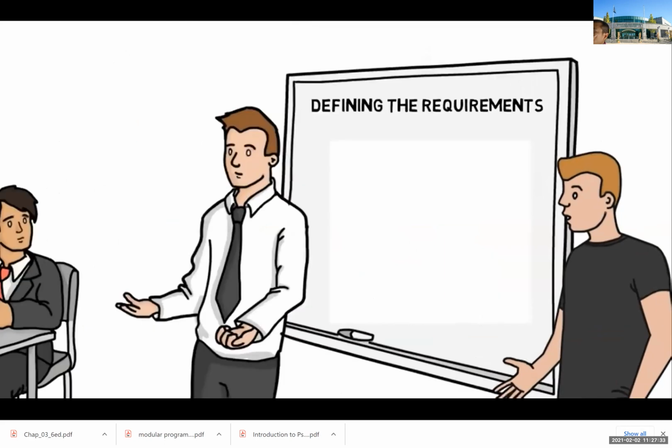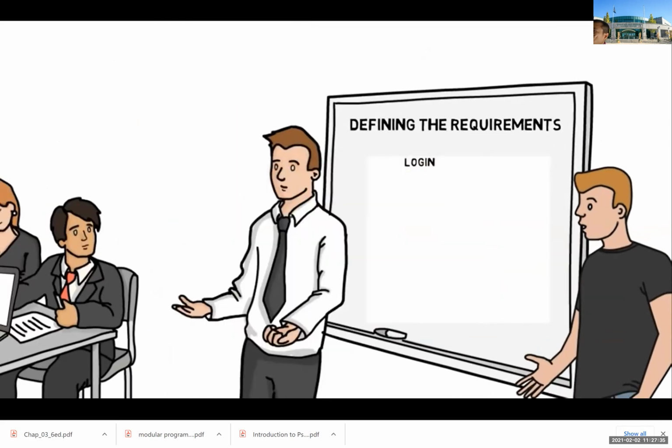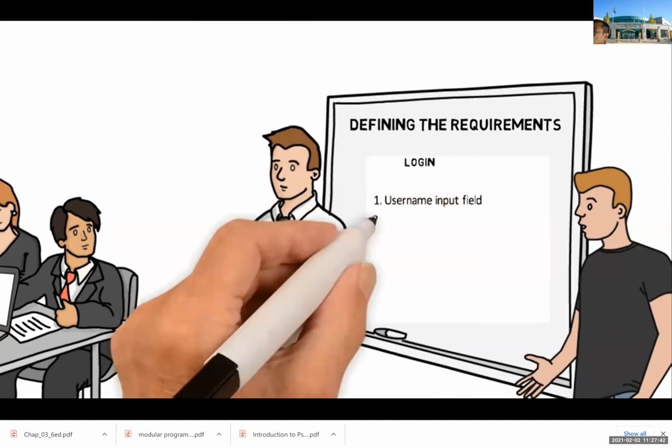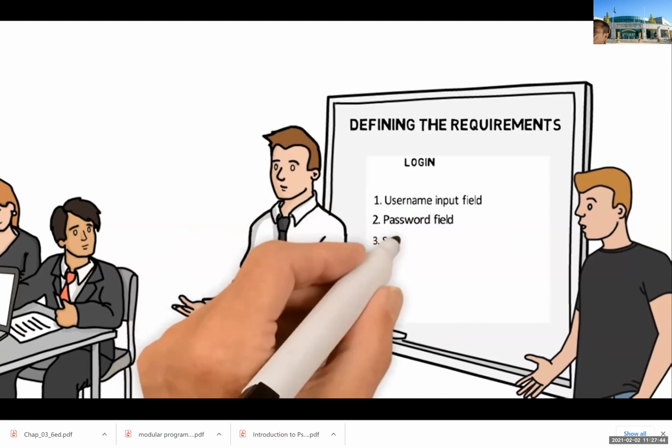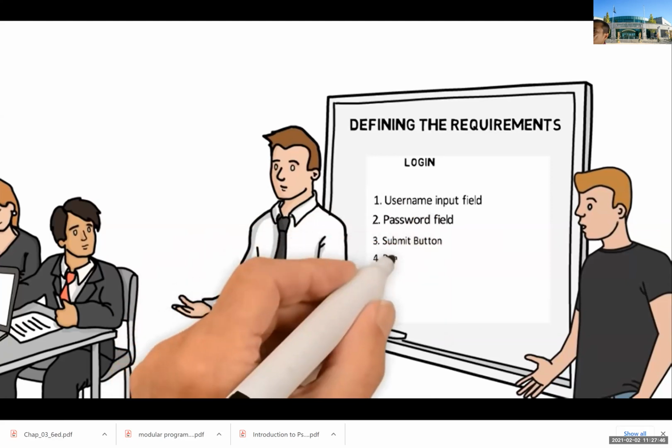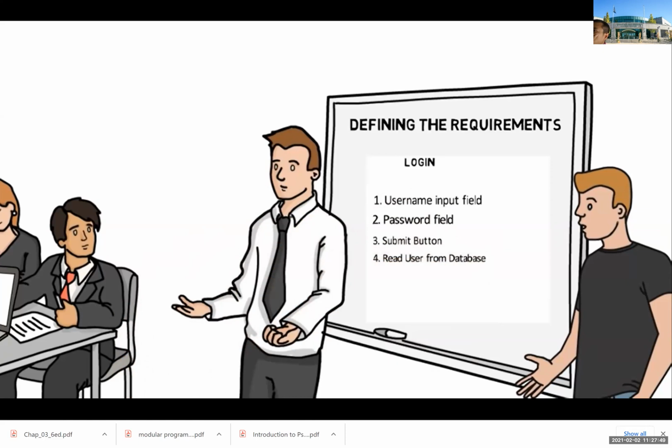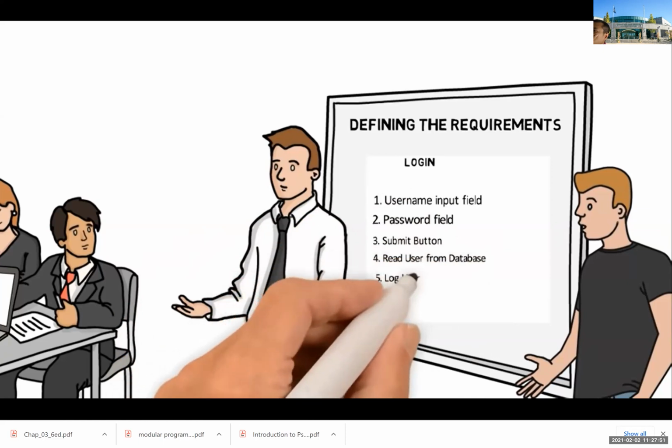Then we'll move to requirement number 2, the login. We'll need a login page to allow returning users to log back into our system. For this, we need another username input field, a password field, along with another submit button. From this, we'll need to read the user's information out of the database and log them into our system.